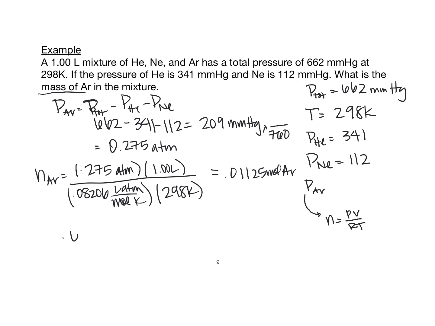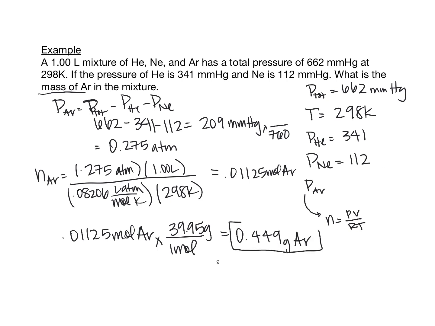So we're going to take our 0.01125 moles of argon. In 1 mole, there are 39.95 grams, and that gives me 0.449 grams of argon. Now, in this case, we didn't use the chi value because we didn't know the moles of either helium or any of the other components. So we're going to have to, in later examples, start to think about those components.